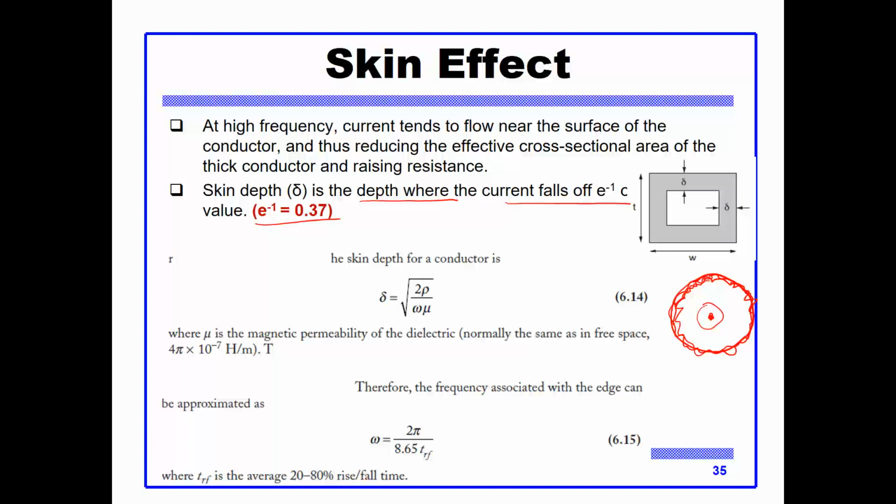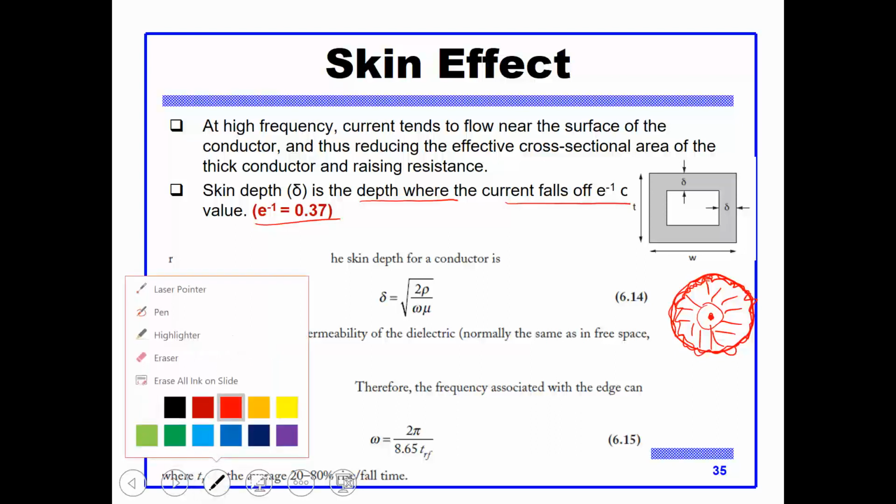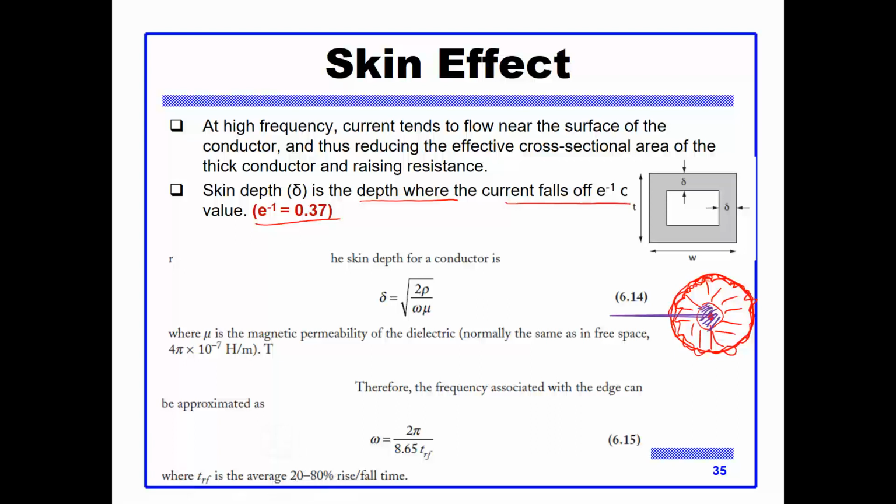This is a certain measure of how quickly we lose current. If this is e, for example, then the rest of the conductor is deemed useless because we are not using it that much. So this skin depth is computed by 2 times the resistivity over the angular frequency times the magnetic permeability of the dielectric. And for free space, it is 4 pi times 10 to the minus 7 Henry per meter.